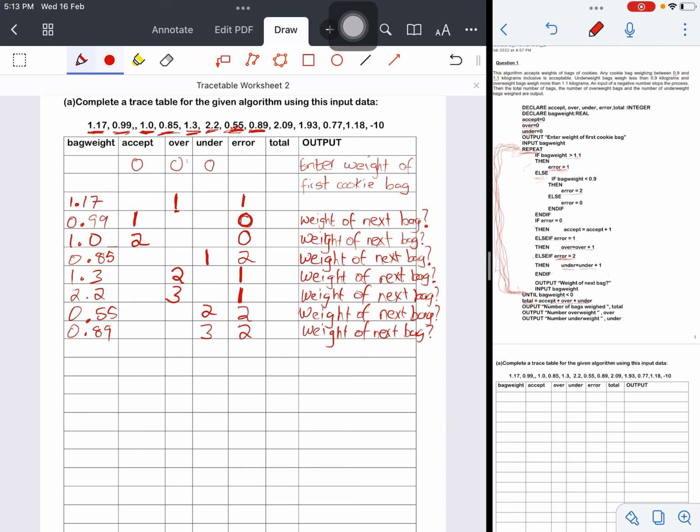Okay? Excellent. Now we go back and then we output again there. You keep doing those steps. Don't miss a step at all. Weight of next bag?